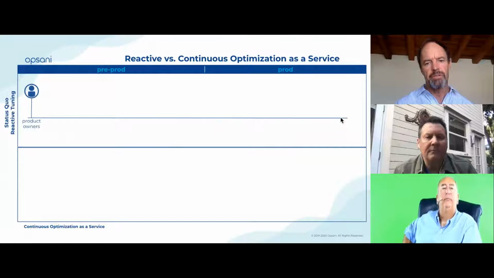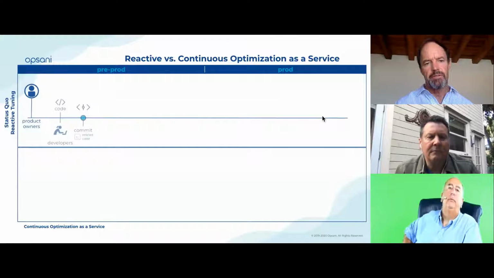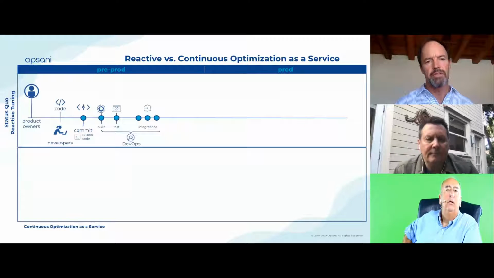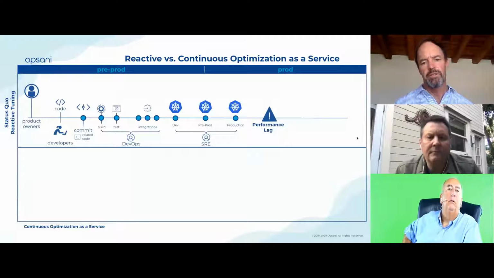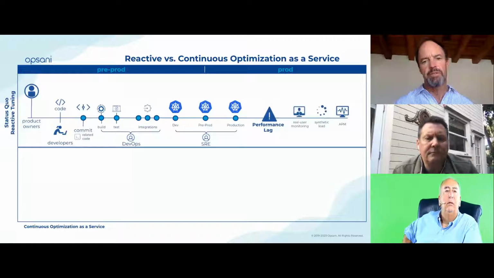Let's imagine that we've got a product owner, and he's going to get some developers to code and develop a feature or a microservice, and that's going to run through a chain of build, test, and integrate, and then go into production, whether it's pre-production and then production, a staging environment. And then it finally meets the real world, and they find out there's a performance lag. Either the cost has gone out of control, or the performance isn't there.